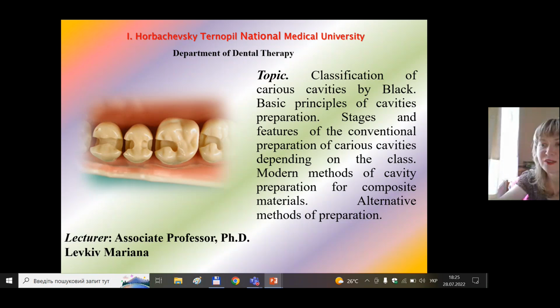The topic of the lecture is classification of caries cavities by Black, basic principles of cavity preparation, stages, and peculiarities of the conventional preparation of caries cavities, depending on the class, modern methods of caries cavity preparation for composite materials restoration, and alternative methods of cavity preparation.